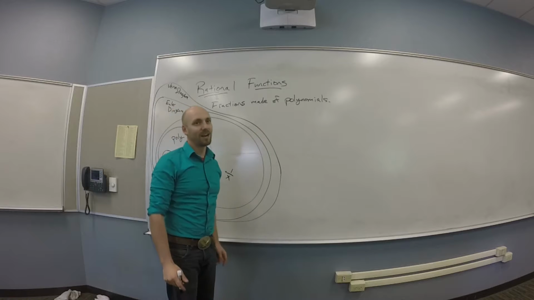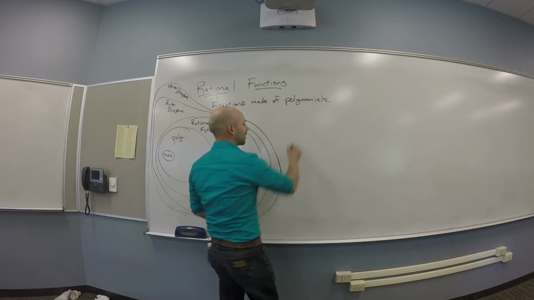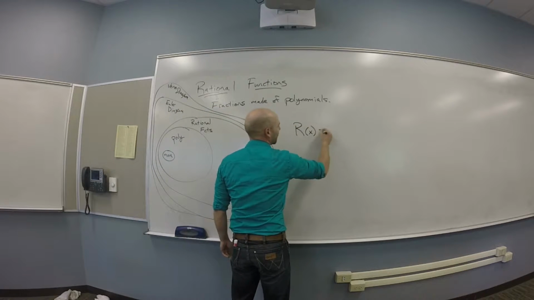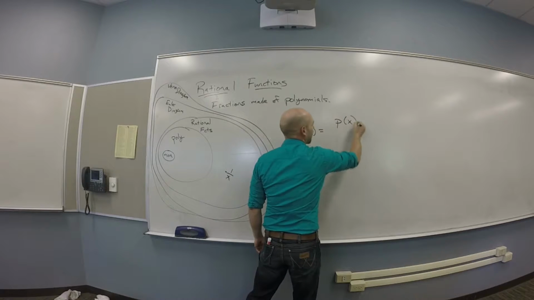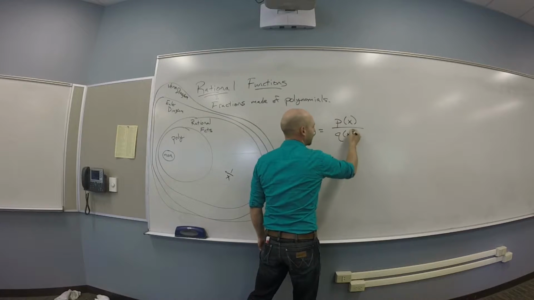Okay, so now let's talk about rational functions. So a rational function looks like a p of x over a q of x.